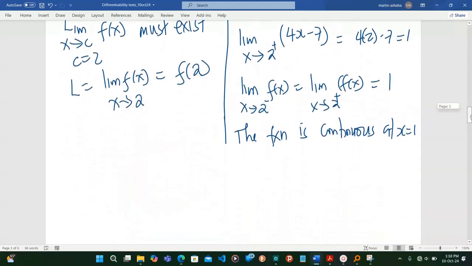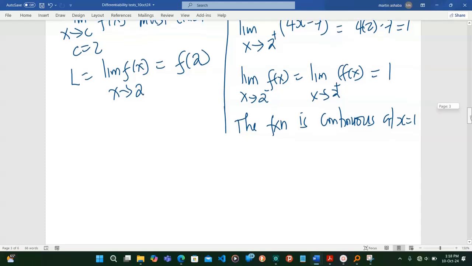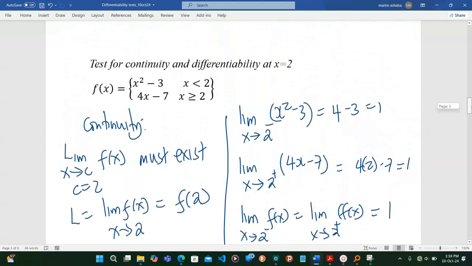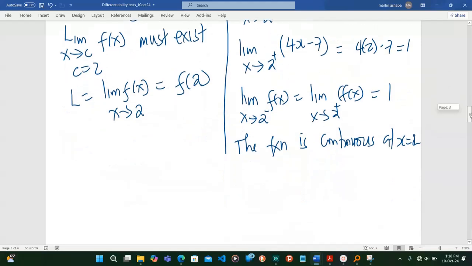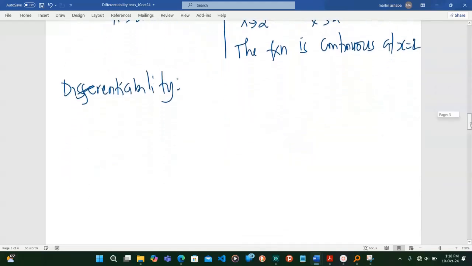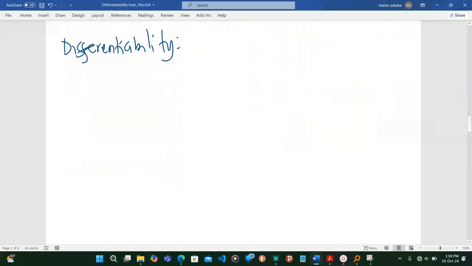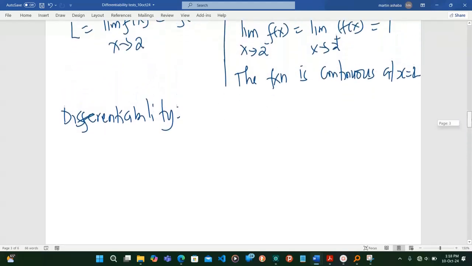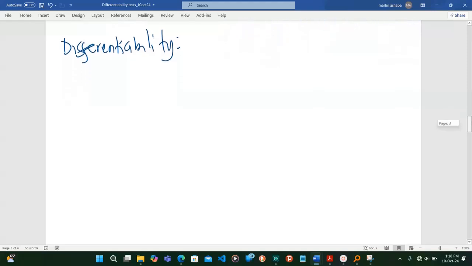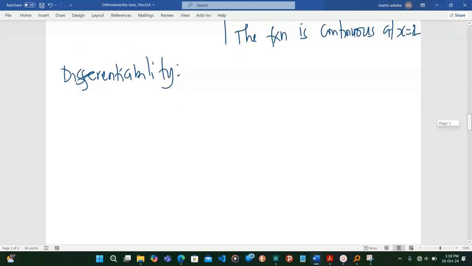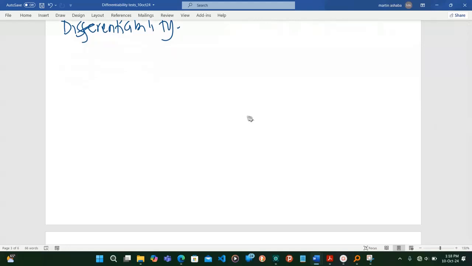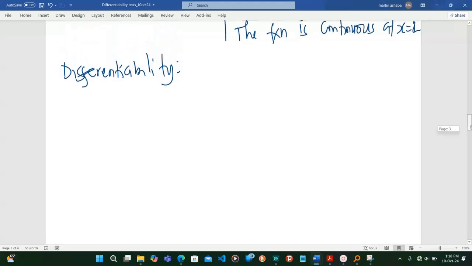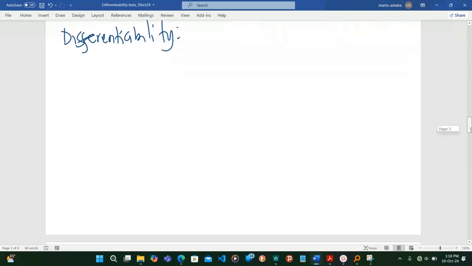Since we have already seen that the function is continuous at x is equal to 2, let's look at differentiability. This function can either be differentiable or it may not, since continuity does not guarantee differentiability, but differentiability guarantees continuity. But let's go ahead and test.